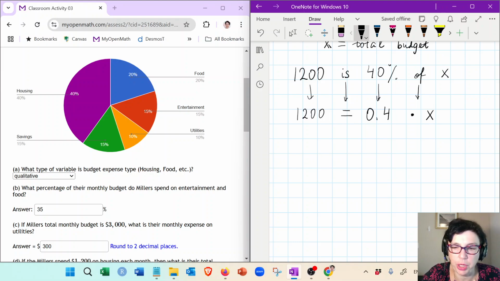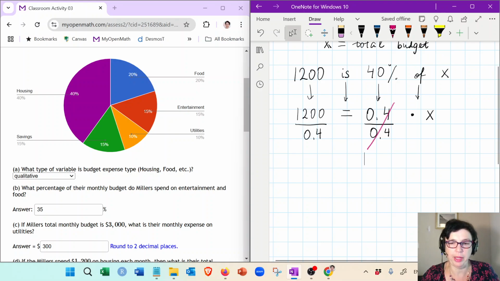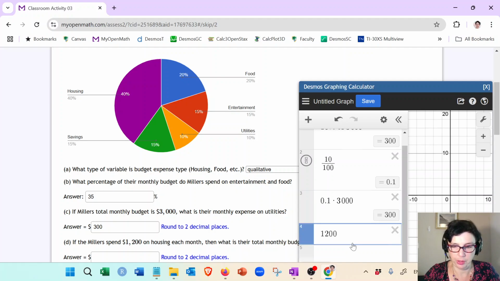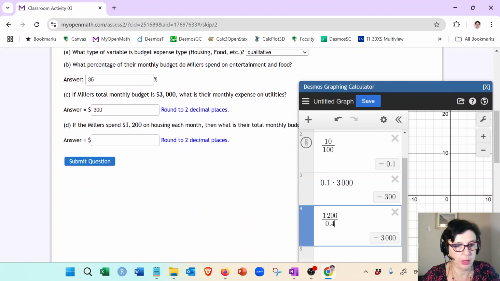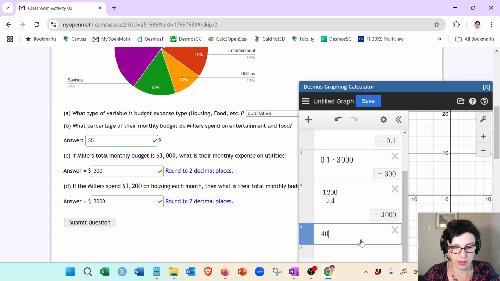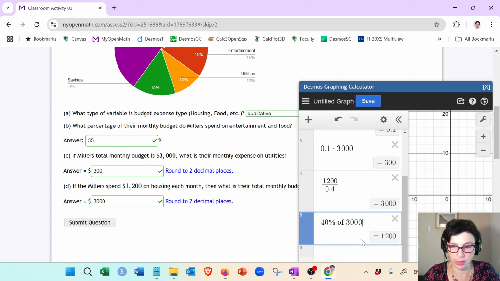Now, to solve this equation for x, you want to do an operation that's opposite of multiplication, and that would be division by 0.4. That'll cancel 0.4 and isolate x on the right side. So this cancels that right here. So all we really have to do is just take 1,200 and divide it by 0.4. So let's get ready to do that. And that's going to give me $3,000. That would be my answer. Now, by the way, you can check this by saying that 40% of 3,000, well, that's 1,200. So I know that I got this right.